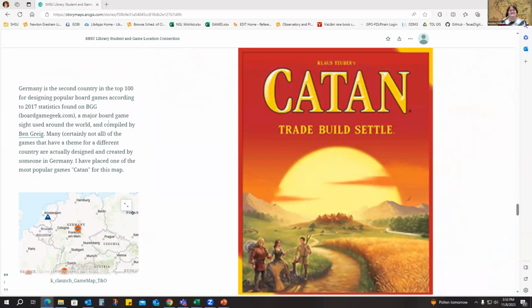Another one, which everybody knows, is Germany. Germany is the second country in the top 100 for designing popular board games, according to BoardGameGeek, which is a very popular website for gamers to look at, and where we get a lot of data. So that's why I decided to include it. One of the well-known games is Catan, also known as Settlers of Catan. There are many iterations of this that have come out, but I just want to do the main one. We actually only have one student from Germany right now, but I still felt like it's one of the biggest things for games, so you kind of had to look at both.